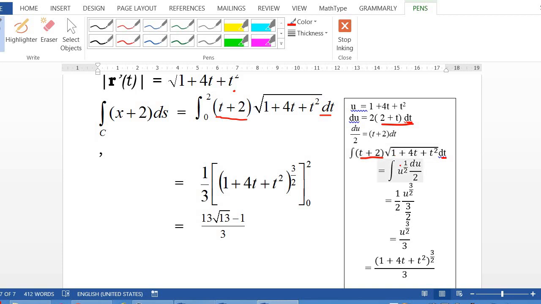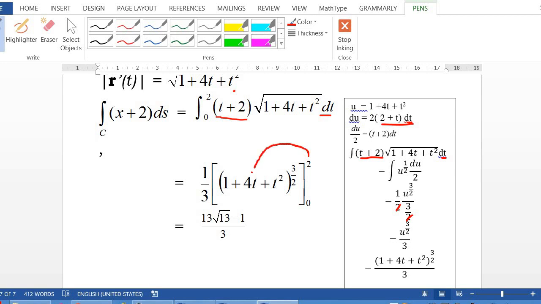So integrating half of u to the power half, you get half of u to the power 3 over 2 divided by 3 over 2. So the 2 and 2 here cancel, and you get u to the power 3 over 2 divided by 3. Replace back u, which is actually 1 plus 4t plus t squared. So you have (1 plus 4t plus t squared) to the power 3 over 2 divided by 3 here. Then evaluate it from 0 to 2.